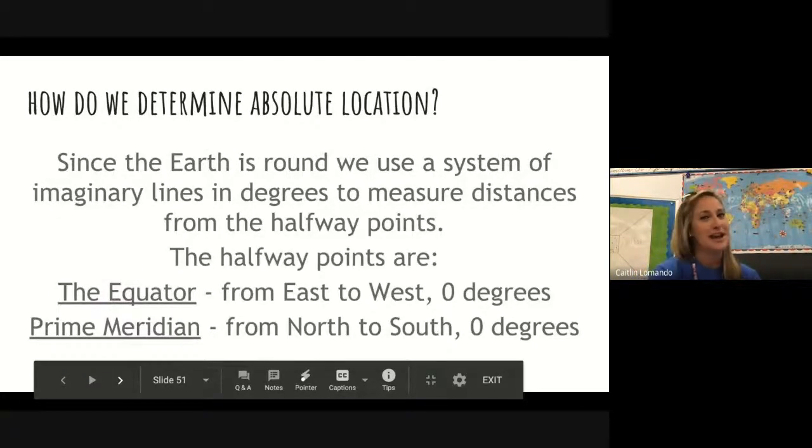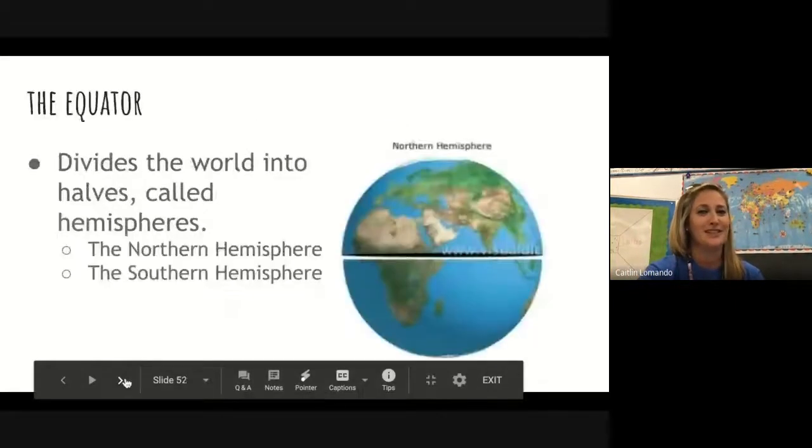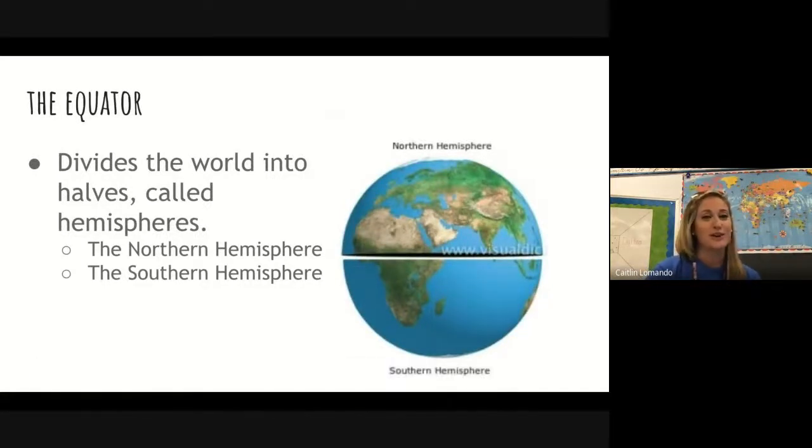So how do we determine absolute location? Since Earth is round, we use a system of imaginary lines in degrees to measure distances from the halfway points. The halfway points are the equator, which is from east to west, 0 degrees, and the prime meridian, which runs north to south at 0 degrees. So if we look here as a visual, the equator divides the world into halves called hemispheres. The top is the northern hemisphere, the bottom is the southern hemisphere. We live in the northern hemisphere.